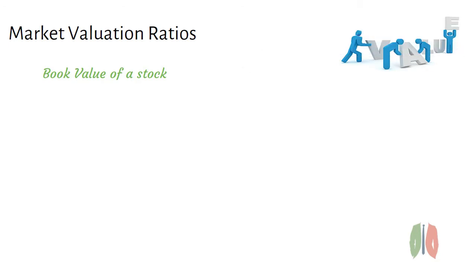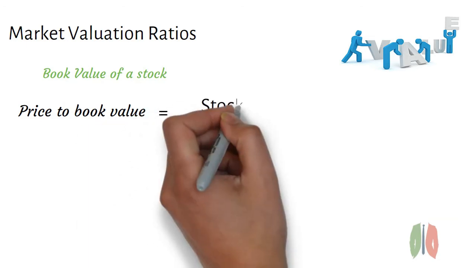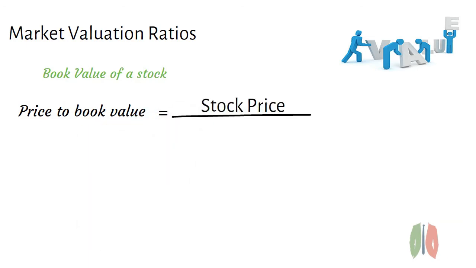So the first one, let us see price to book value. This value tells us the ratio between stock price and its book value. So if the stock price is 100 and the book value of that stock is 50, the price to book value will be 2. And if the stock price is 10 rupees and having a book value of 100, the price to book value of that stock will be 0.1. A good price to book value is less than 3.